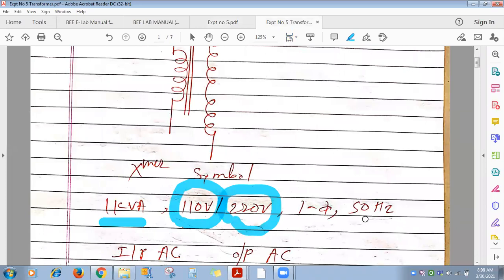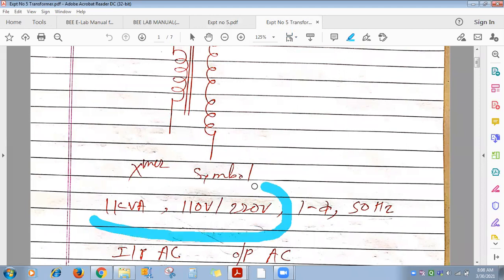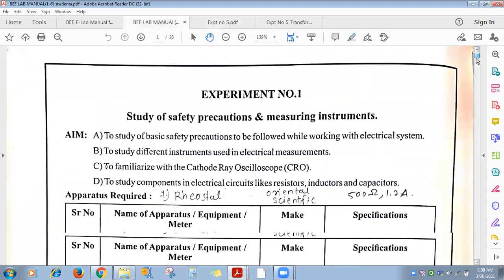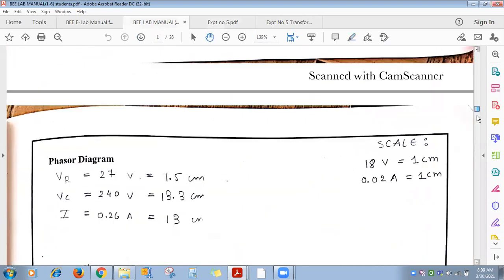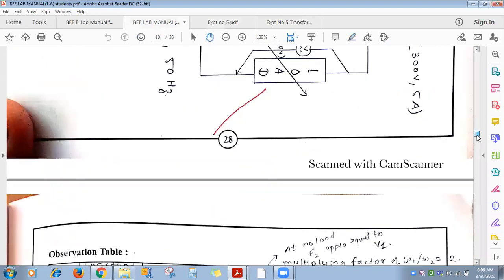Then single phase, 50 hertz. Now what is the application of these three, that is the kVA rating, primary side voltage and secondary side voltage? Using these you can calculate I1 full load and I2 full load. Once you get I1 full load and I2 full load, I will show you from the readings.